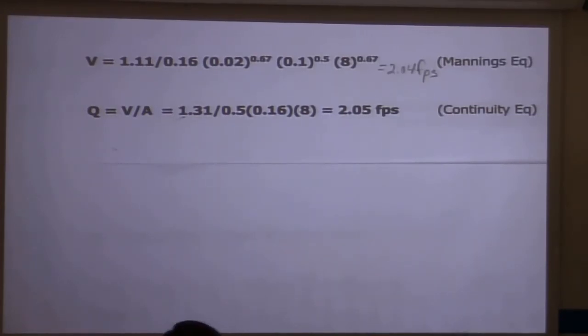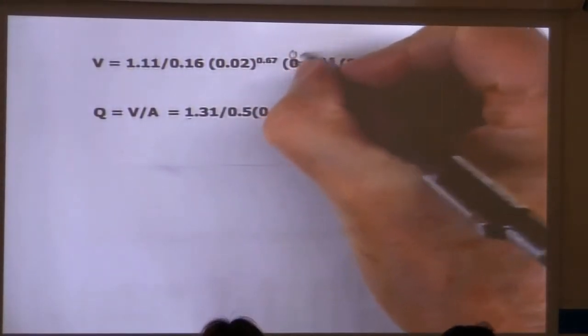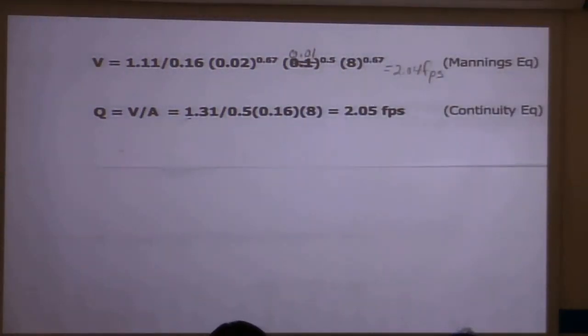Honestly, if I were reporting this out, I'd say that would be 2 feet per second, not 2.0. Yes. That 0.1 should be 0.01 again, right? Yes, it should. Thank you. We have some cleaning up to do.